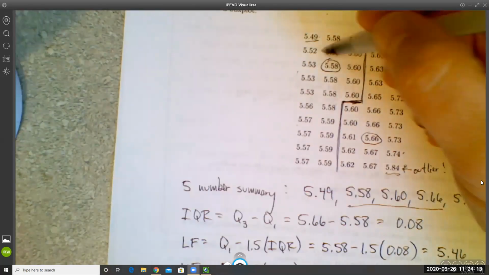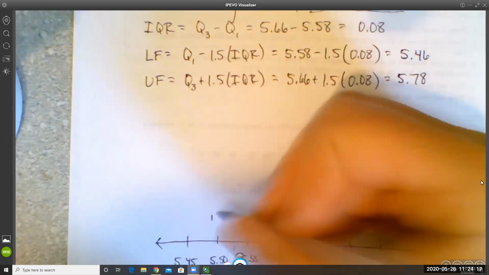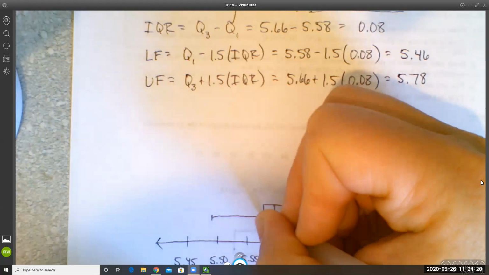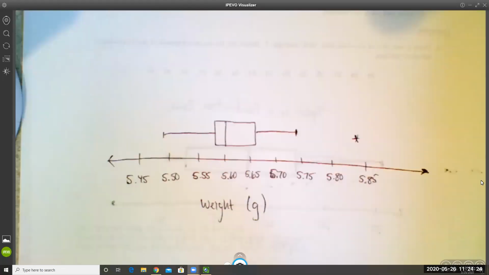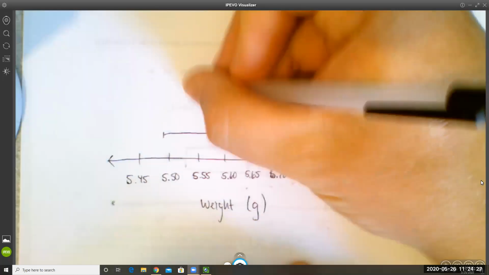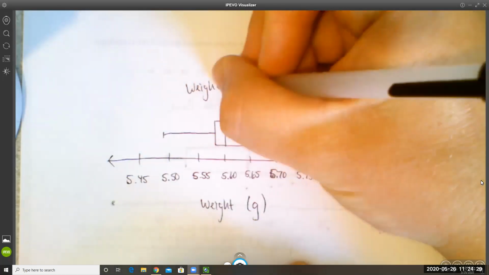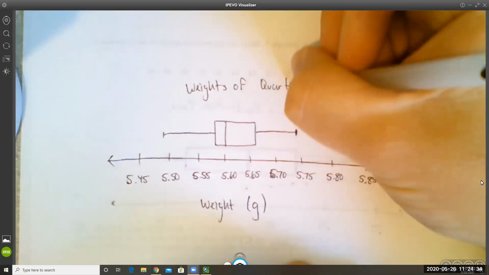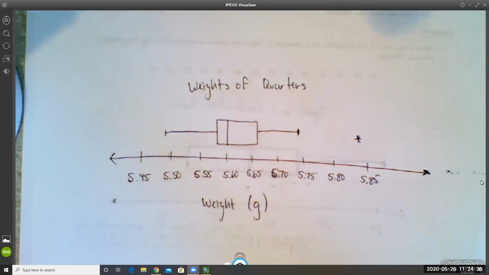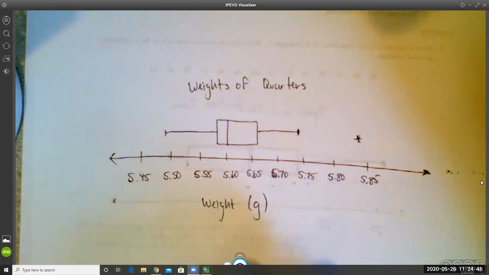My left whisker, since I don't have any outliers on the lower end, is going to go all the way out to 5.49. Okay, and that's what that box plot would look like. I should give it a title. So we'll call this weights of quarters. And that's that. So there's our box plot for the weights of quarters.